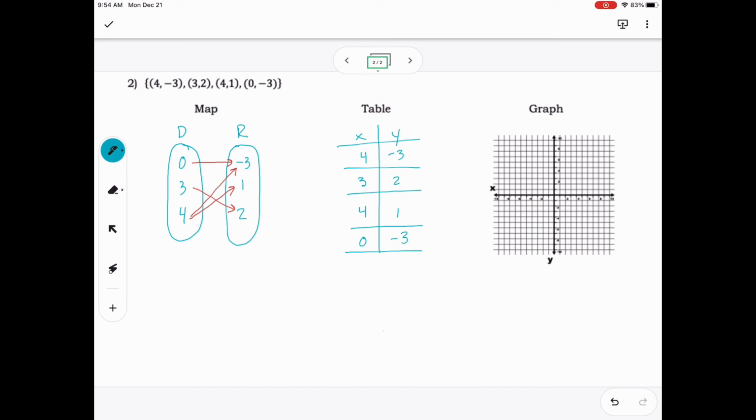Then we need to graph our points. Remember to start at the origin for each point you are graphing. For 4, -3, we go 4 to the right and -3 down. For 3, 2, go 3 to the right and 2 up. For 4, 1, go 4 to the right and 1 up.